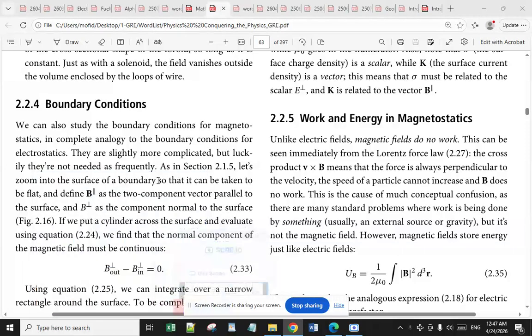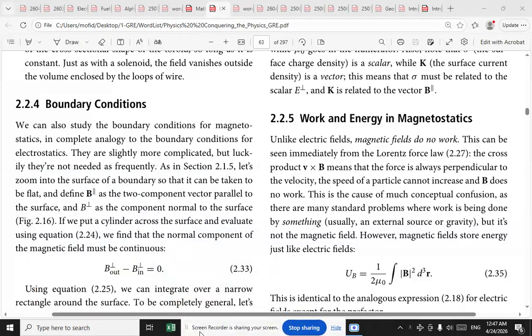In the name of Almighty God, I'm Asa Sankoshi, and today I want to have a review on physics theory. Today I want to go through the boundary conditions.